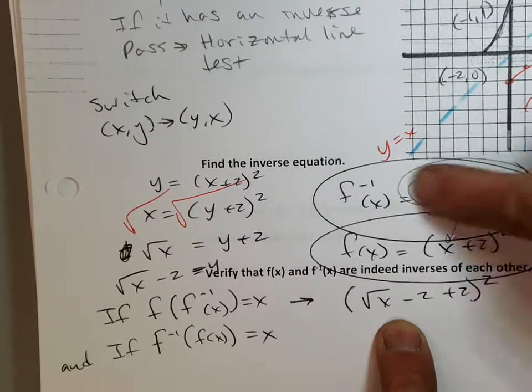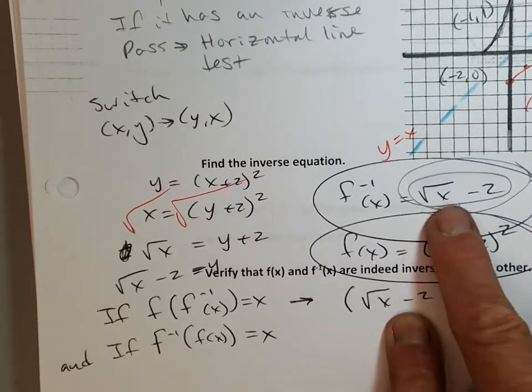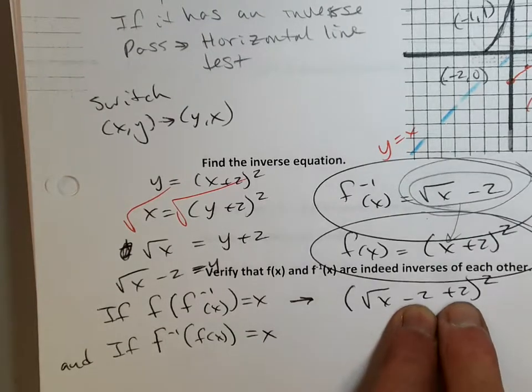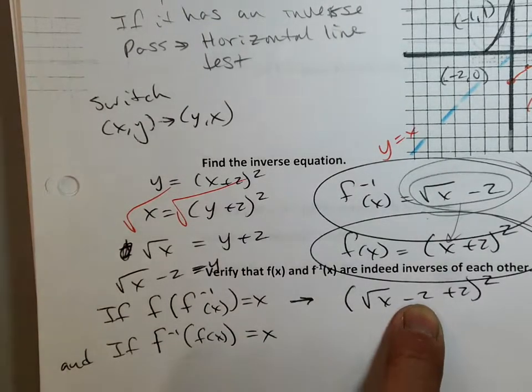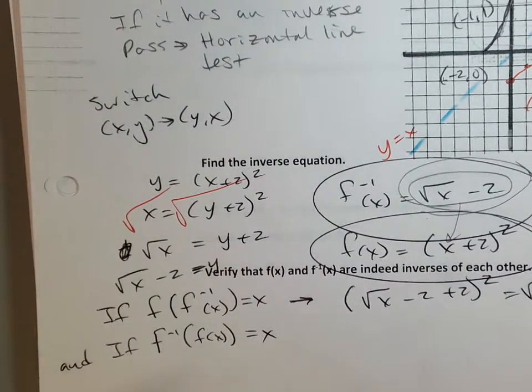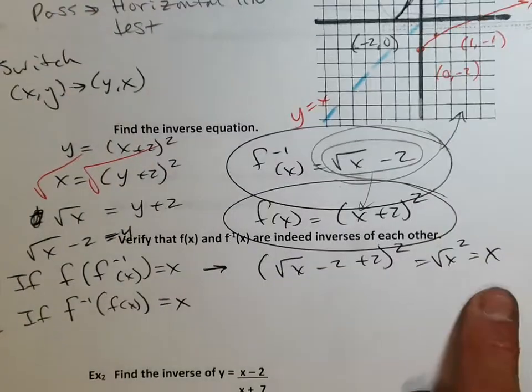I took the inverse, the square root of x minus 2, and plugged it in for x. Right there. You see that? Well, what do you see? Minus 2 and plus 2 cancel, correct? And then I'm left with the square root of x squared, and that's just x. Well, that's what it was supposed to be. That's the proof. It's supposed to equal x. Boom, it does. Let me scoot it over so you can see it. It does equal x. Awesome.